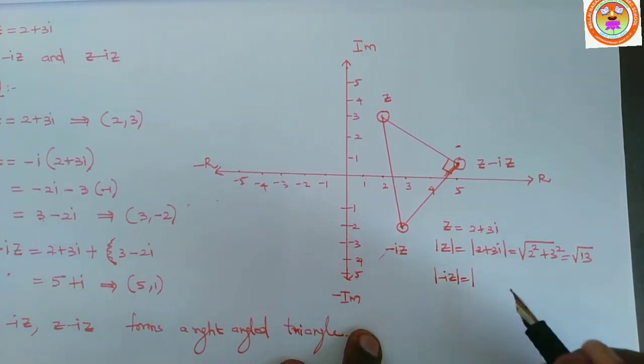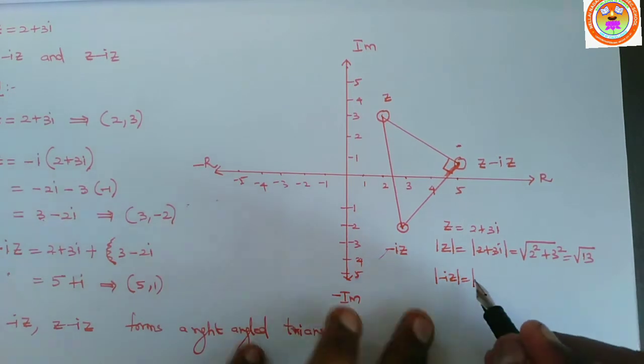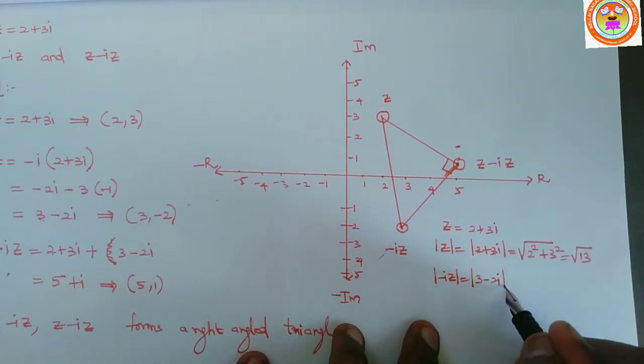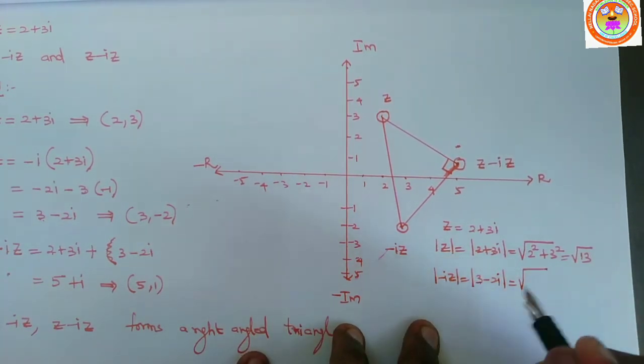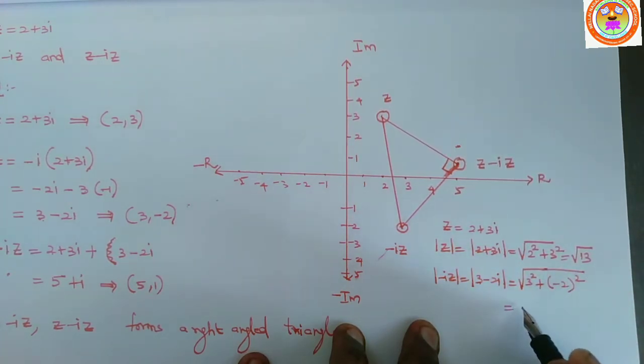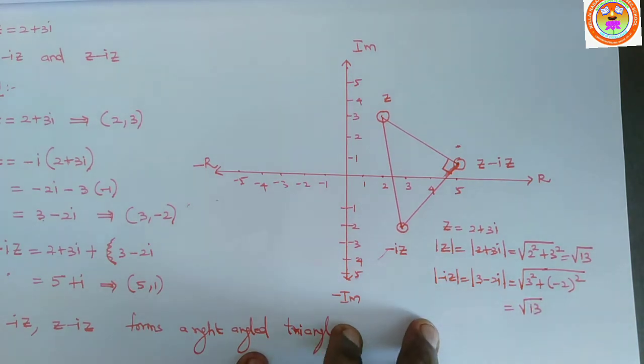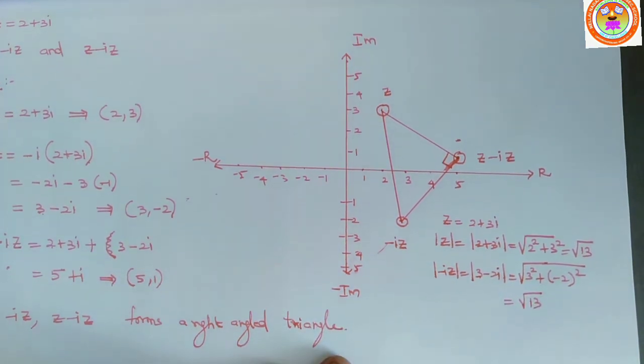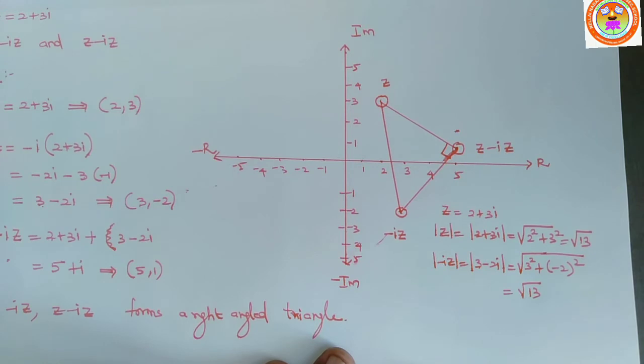Next, the modulus of minus iz. What is the answer? It is 3 minus 2i. Same: real square, 3 square, plus imaginary, minus 2 the whole square. What is the answer going to be? The same answer, square root of 13. 3 square is 9, 2 square is 4, 9 plus 4 is 13.